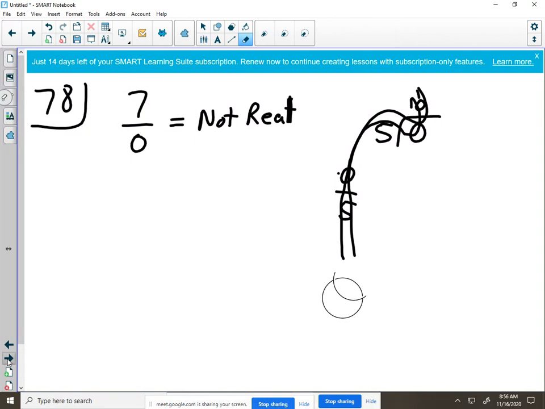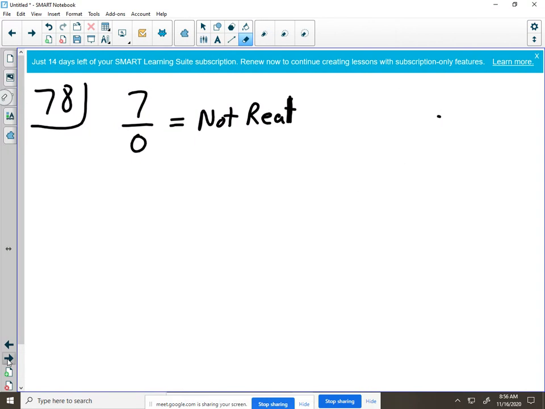But that's not what I want to do. If I have 7 things, can I divide them into 0 groups? There's no way I can get rid of them. I can't break 7 things into 0 groups because that means they go nowhere. There would be one group, but I want them in 0 groups, so I'd have to have nothing. So that's not a real number.